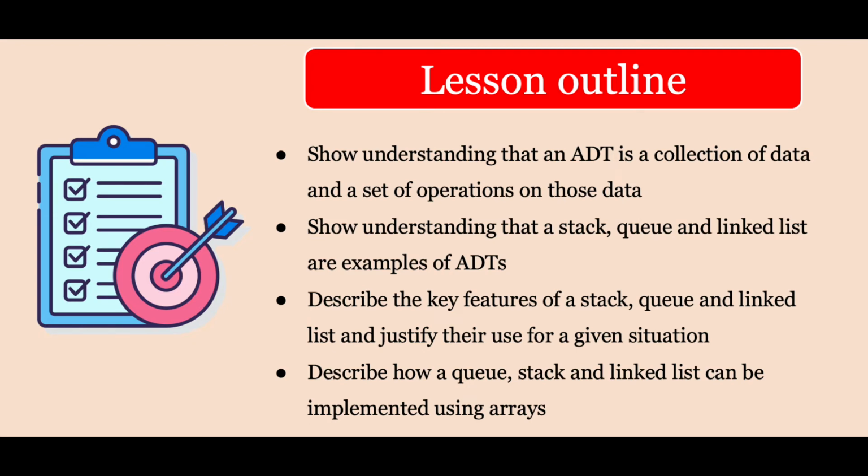The next part of this particular lesson will focus on an understanding of what an abstract data type is, which is basically a collection of data and a set of operations on those data. You need to show an understanding that a stack, queue, and linked list are examples of abstract data types, and you should be able to describe key features of stacks, queues, and linked lists and justify their use for a given situation. Now, you don't need to know the pseudocode for this, but you should be able to add, edit, and delete data items from given examples of stacks, queues and linked lists. You should also be able to describe how a queue, stack, and linked list can be implemented using arrays. So this builds on the array part of the lesson.